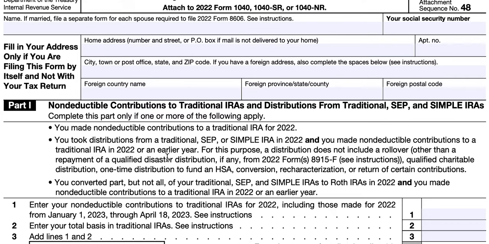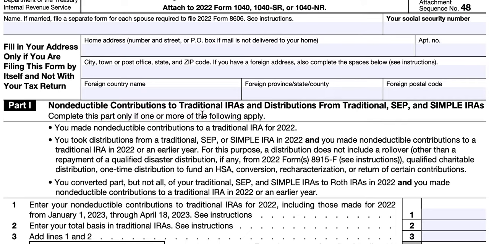If you took traditional, SEP or simple IRA distributions in the tax year and you made non-deductible contributions to a traditional IRA. For this purpose, rollovers do not count as a distribution unless it's a repayment of a qualified disaster distribution. Qualified charitable distributions are not considered in this. A one-time distribution to fund an HSA, Roth conversions, recharacterizations, none of those are considered to be a distribution.